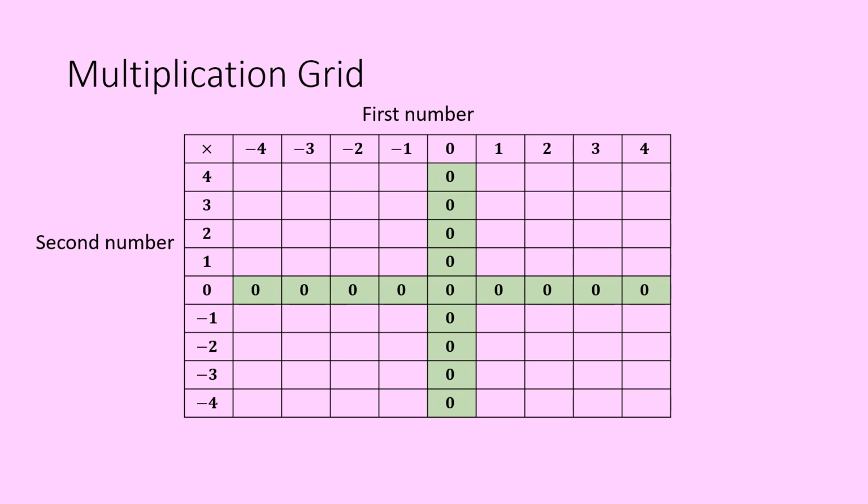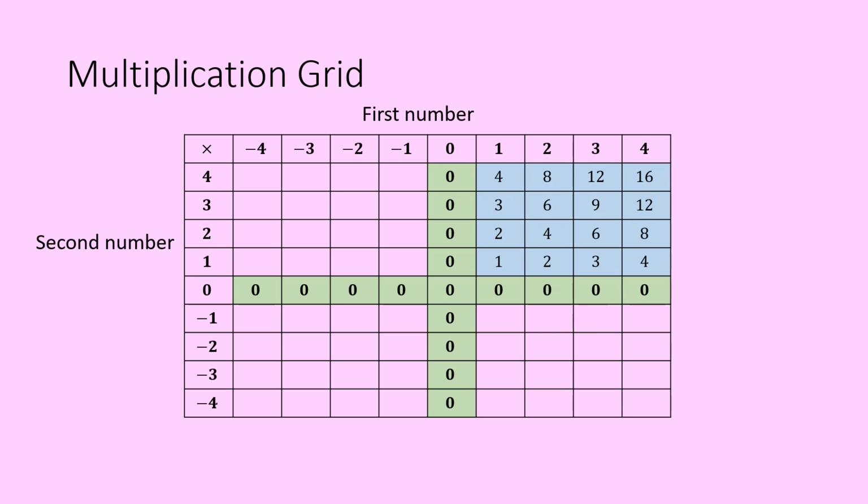So first step, we can fill in all of our zeros because anything times 0 is 0. So 0 times 4 is 0, 0 times 3 is 0, 0 times minus 1 is 0, 0 times minus 2 is 0. So anything times 0 is 0. So we've got this green cross on our multiplication grid. That's a nice pattern and it shows that anything times 0 is 0. That's our first step. Let's move on to our second step.